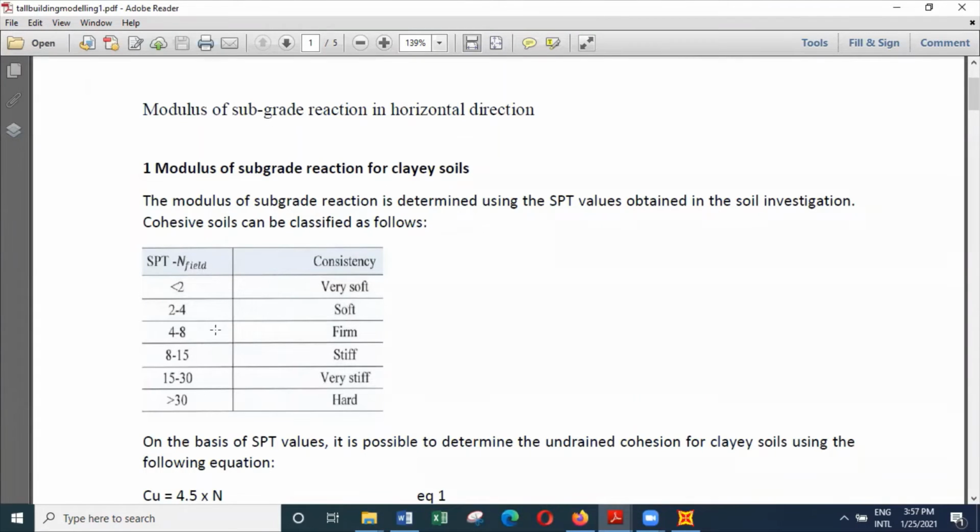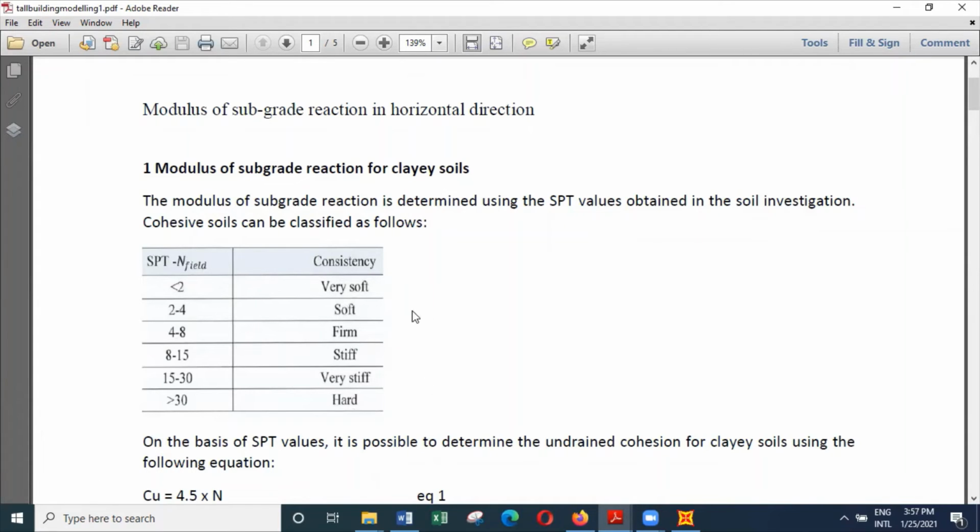And if the SPT value in the clay soil is 4 to 8, it's a firm soil, but not very strong. But it's not a very weak soil. It is a firm soil, having a bearing capacity of something like 40 to 50 kilonewtons per meter squared. And if it is between 8 to 15, it's a stiff clay. And if it is between 15 to 30, it's a very stiff clay. Or if it is more than 30, it's a hard clay.